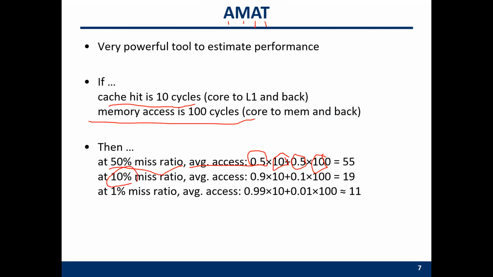If the miss ratio is 10%, 90% get a hit and only 10% get a 100. If the miss ratio is 1%, 99% get a hit and only 1% get a 100. Then the average memory access time can be calculated as the last line. So you can see that by improving the hit rate, or decreasing the miss ratio, we can significantly reduce the memory access latency.